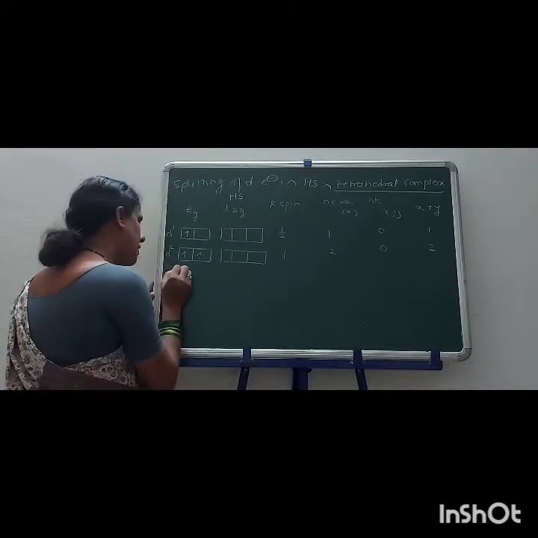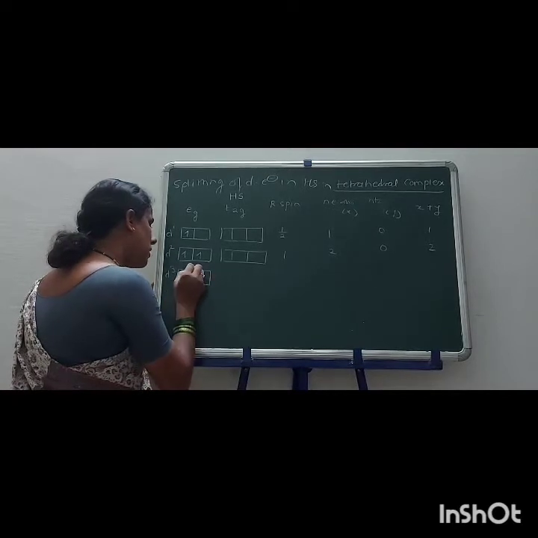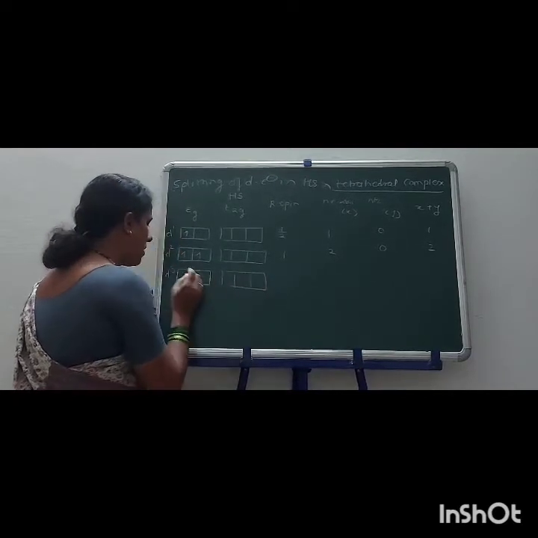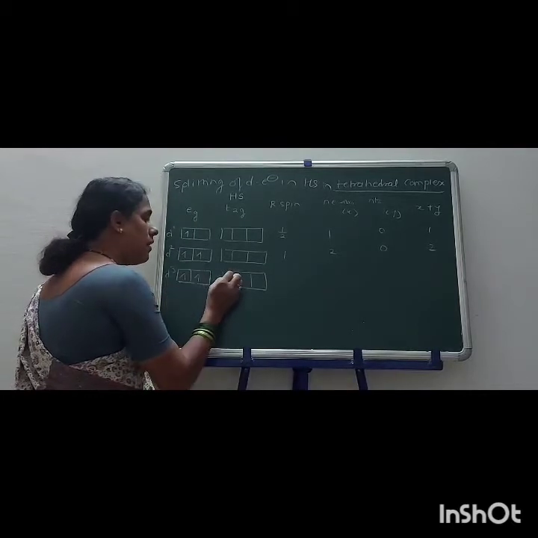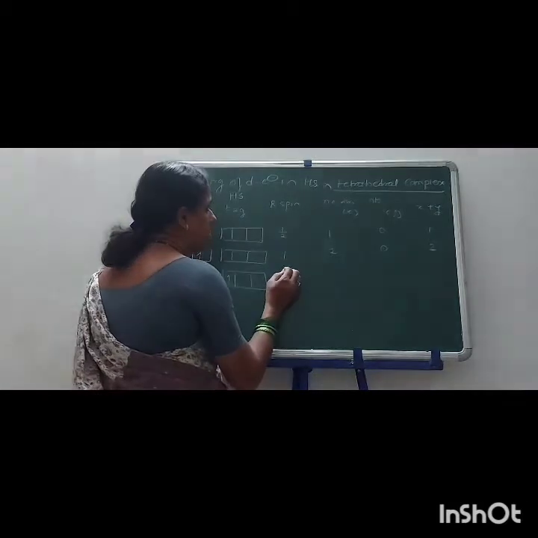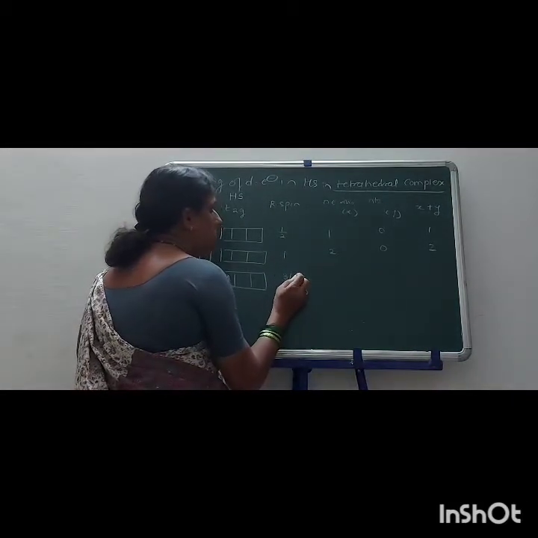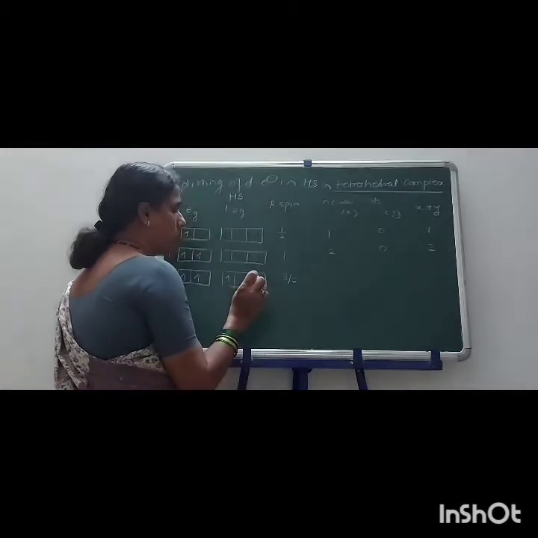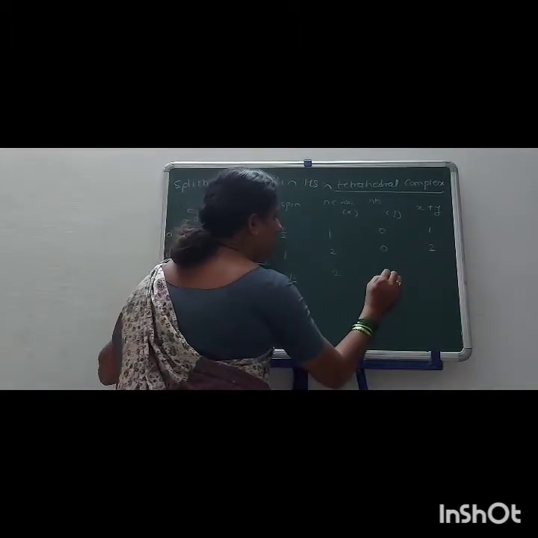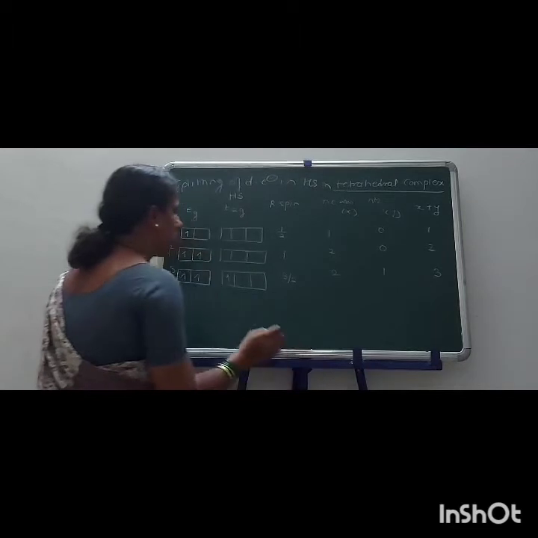For D3, how many electrons first? According to Hund's rule of maximum multiplicity, 1, 2, and 3, due to small energy gap. The resultant spin is equal to what? That is 3 by 2. That is equal to what? That is 2 plus 1, that is equal to 3.